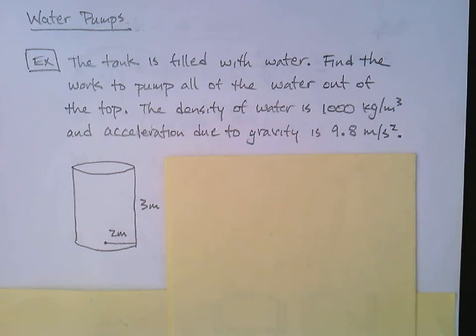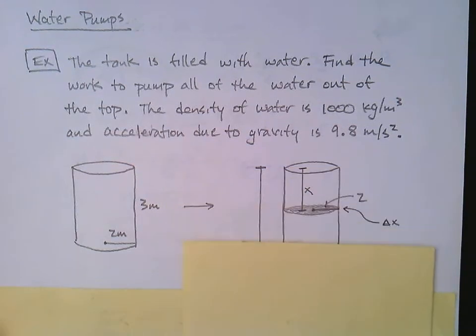I will always provide these sort of constants in any problem that you are given on a quiz or a test, which might not be the case when you take your physics courses. They might expect you to remember these. I do not. We're just focused on the math, which is hard enough. Okay, so we've got this big tank of water. Where are we even going to begin trying to figure out the amount of work it takes to get all the water out of that thing?